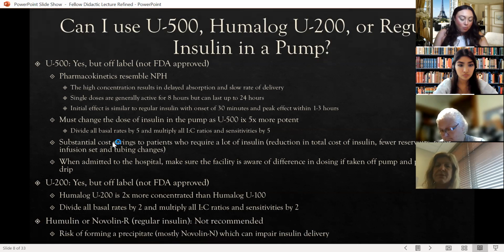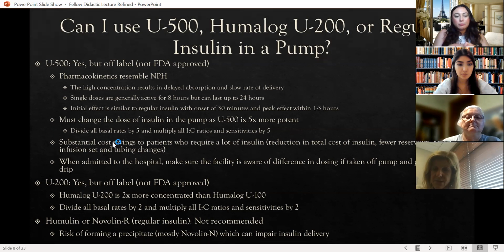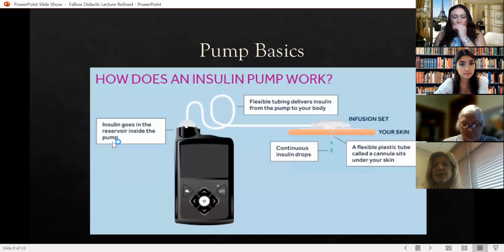Next, talks about regular insulin. We actually don't really use regular insulin in these pumps. I don't think I have anybody. It just has to do with the medical makeup of the insulin. It tends to not go through a pump very well. Next slide.